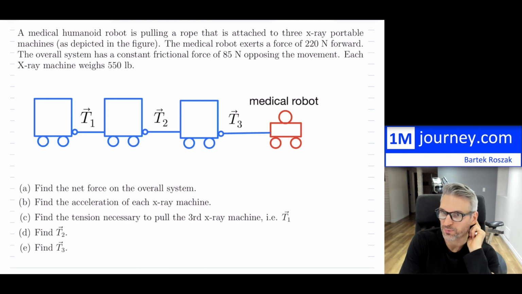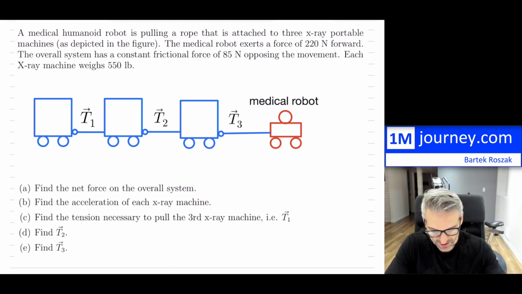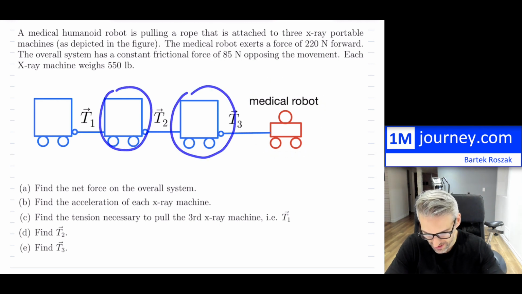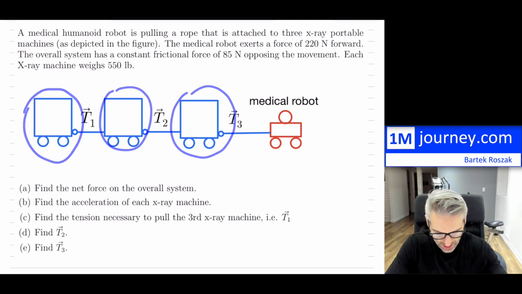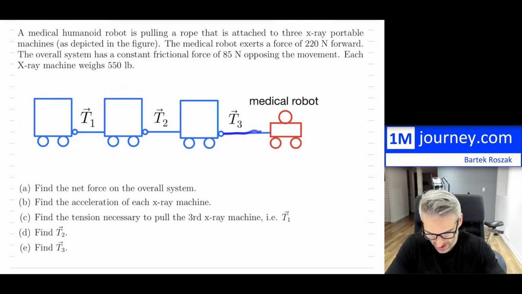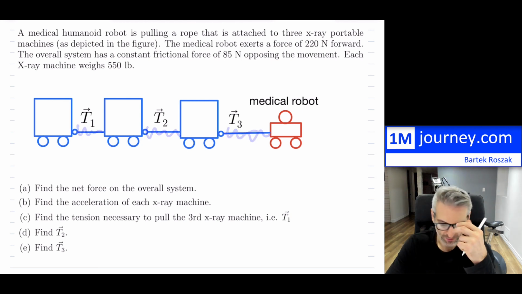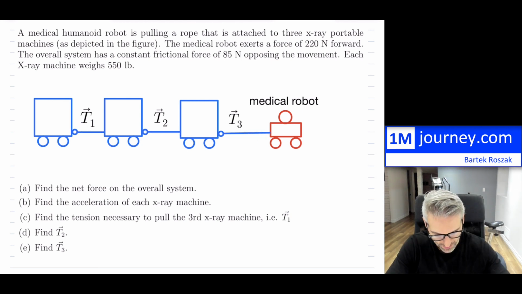Here's a neat example. We have this little medical robot, and this robot is hauling these 3 X-ray machines. The X-ray machines are attached, as you can see right there, by some kind of a rope or a string. We can imagine that it's hauling this in this direction.